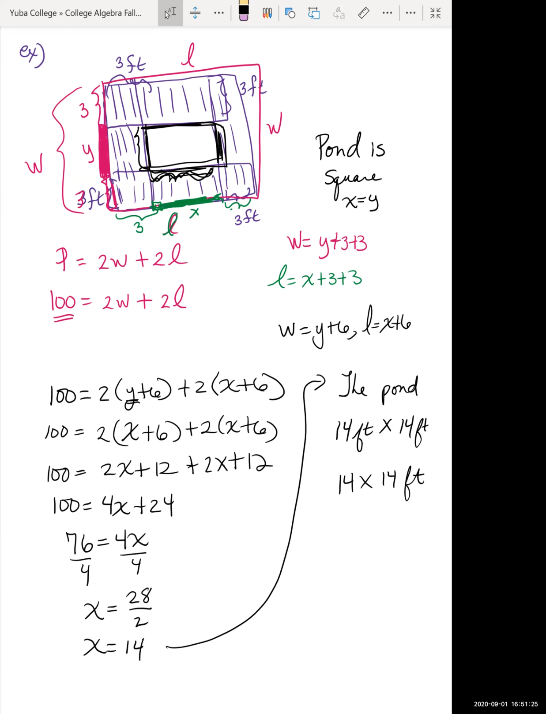Professor, isn't 76 divided by 4 19? Is it? Yeah, that's what I got. Good. Yeah, so 4 goes in there. You're right. I don't know what I was doing. I was trying to make sure you guys were awake because I don't know if I am.